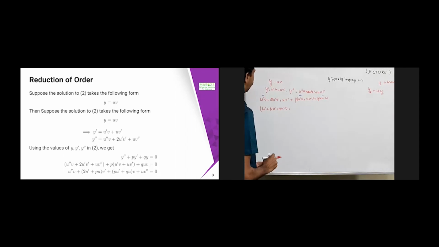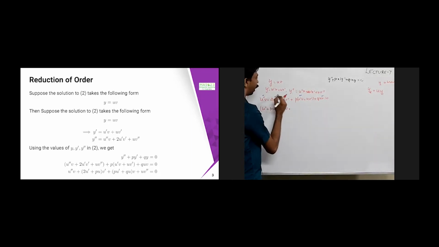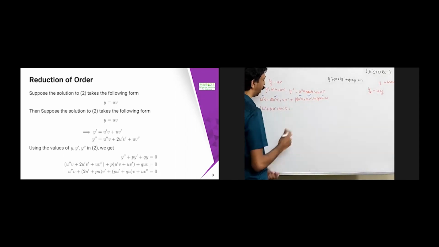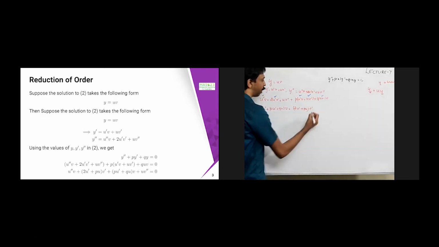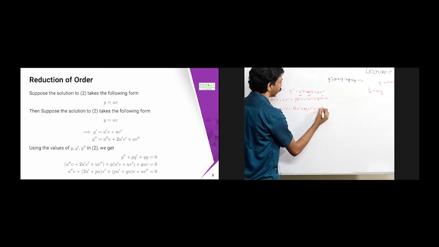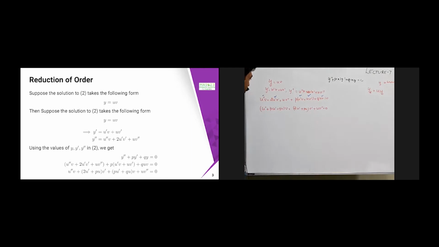Next I am going to collect the v' terms. The v' terms are here and then here. Those two I am going to collect. So that becomes (2u' + p u) v', plus u v'' equal to 0. So this is going to be there.